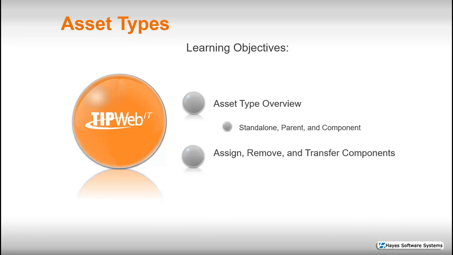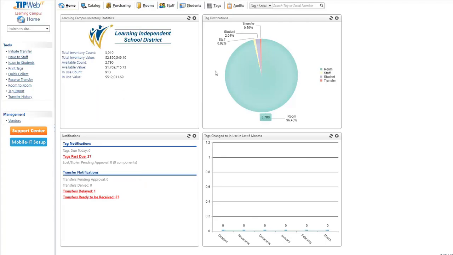The next objective will instruct the user on how to assign, remove, and transfer components of a parent asset. These objectives may be completed by site administrators and users. In order to find the asset type of a tag, you will first need to search for a specific tag. Enter that tag in the tag serial search bar.